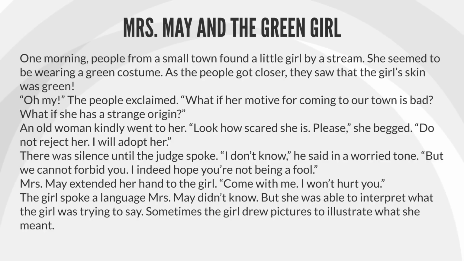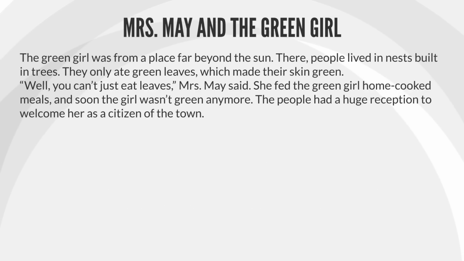The girl spoke a language Mrs. May didn't know, but she was able to interpret what the girl was trying to say. Sometimes the girl drew pictures to illustrate what she meant. The green girl was from a place far beyond the sun. There, people lived in nests built in trees. They only ate green leaves, which made their skin green.